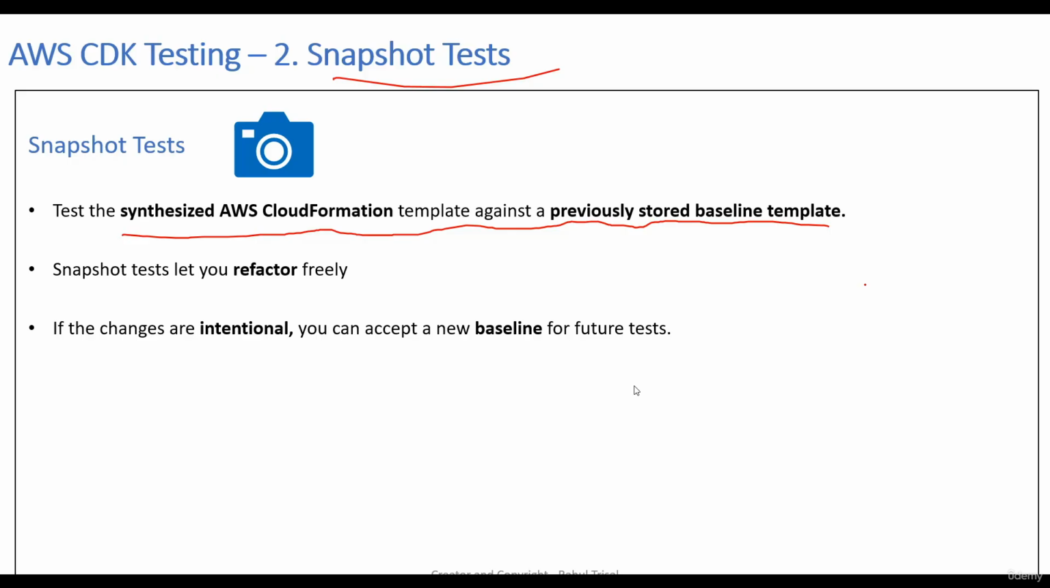So next time when you modify the CDK code and make changes and then generate the CloudFormation template, that new CloudFormation template would be evaluated against the master template. So if those changes are inadvertent, you would know and you can fix them. Or if they are intentional, then you can accept the changes and then that would act as a master or new baseline template which would be evaluated against any new templates that are being created.